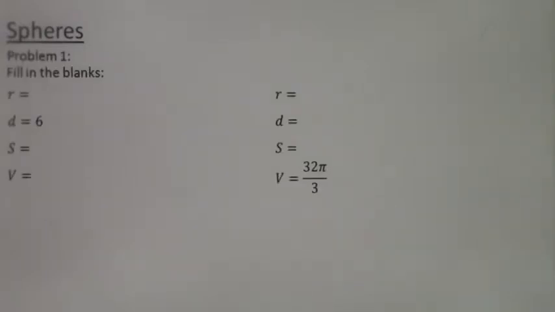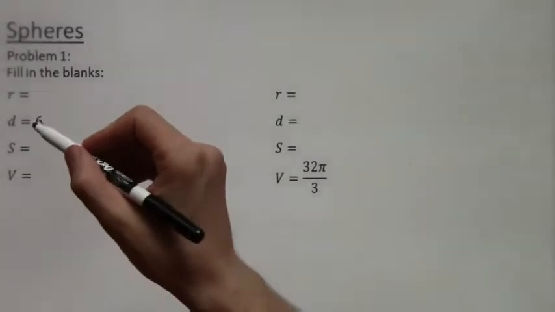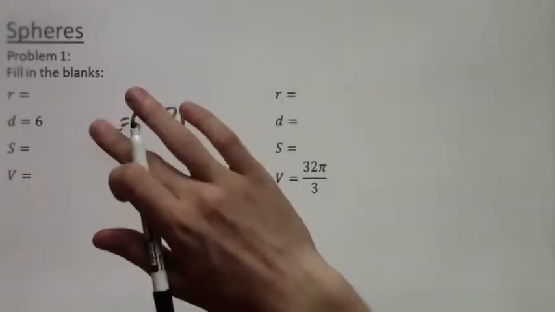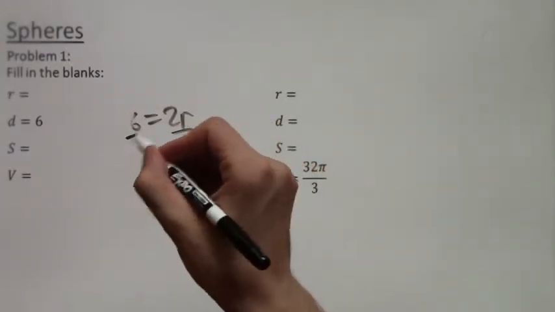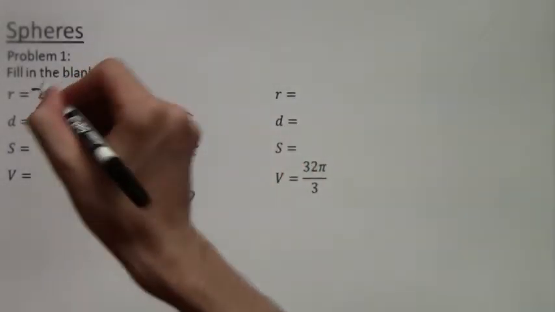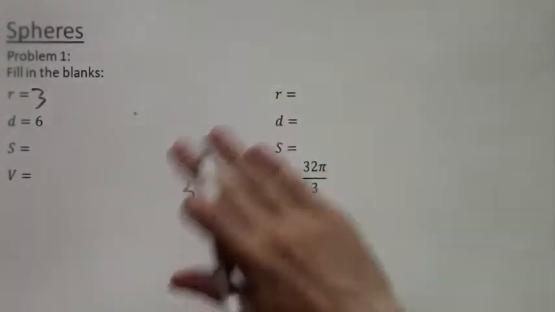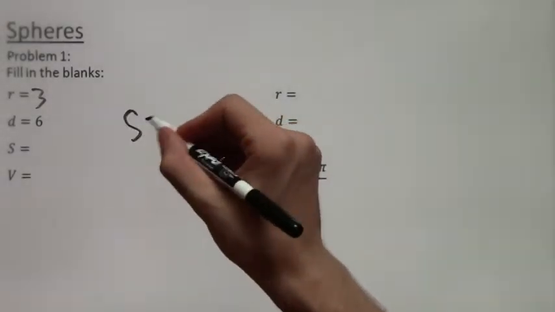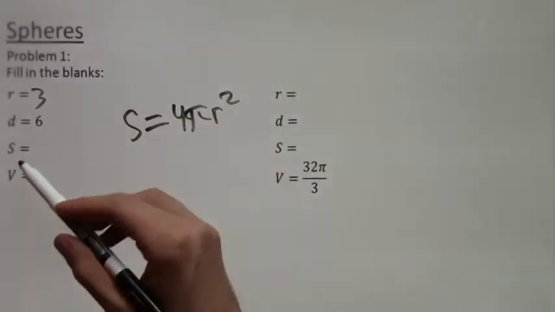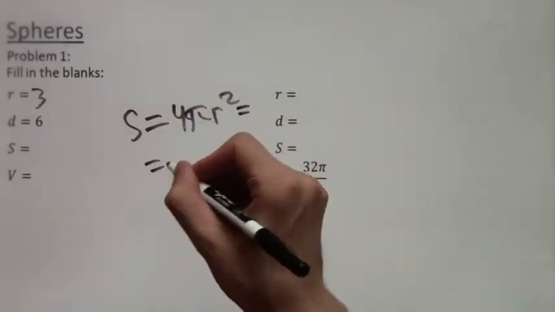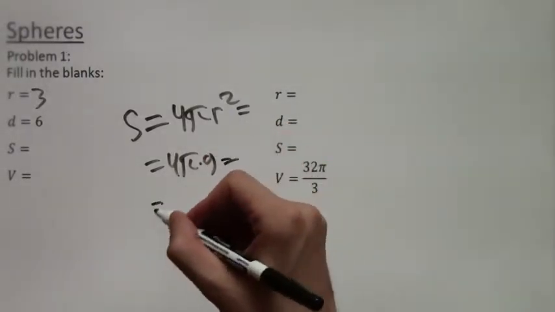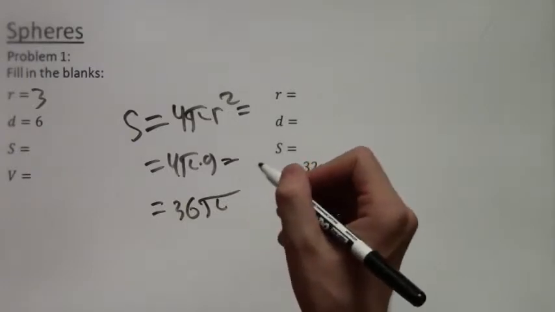So now we're going to do some problems. First, just some fill in the blanks. The diameter 6 is what's given, and first we want to solve for the radius. We always want to figure out the radius first, and the radius is half of that. So the radius is 6/2, which is 3. And next, we can use the radius to plug into the formulas for the surface area and the volume. So S equals 4 pi r squared. Now we just got to plug in r, and r is 3, so it's 4 pi times 3 squared, and 3 squared is 9. So then we multiply this out and we get 36 pi.